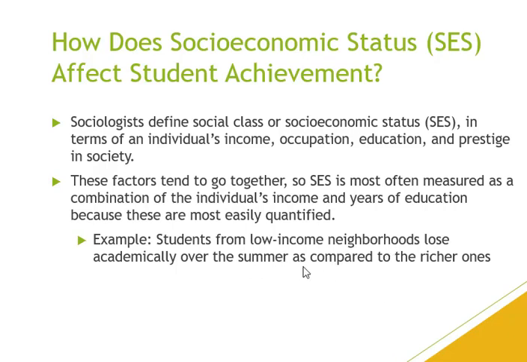Students from low-income neighborhoods lose academically over the summer compared to richer ones because parents who have the resources very often will send their children to camps or summer programs that will help develop them, whereas people in poorer areas may get comparable public educations during the year, but then during the summer they're basically sitting around, not doing very much all day.